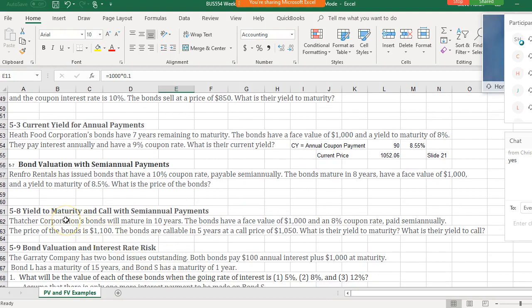So let's look at the maturity first, the YTM calculation. It matures in 10 years. So semi-annual, 2 times per year for 10 years is 20. The coupon rate's 8%, so I divide that by 2. And then I have to take a look at what the price is. The price of the bond today is $1,100, and the maturity value at YTM would be $1,000.